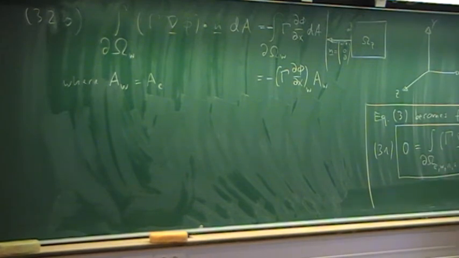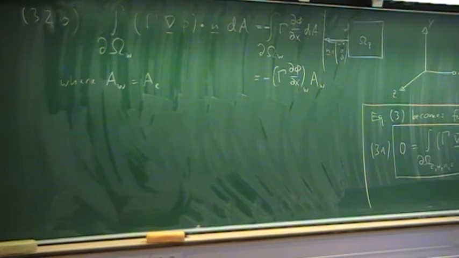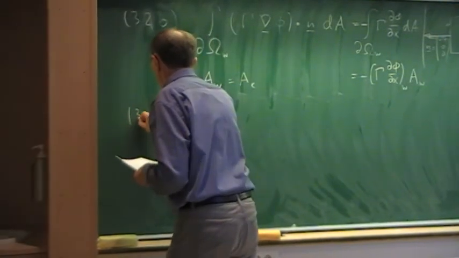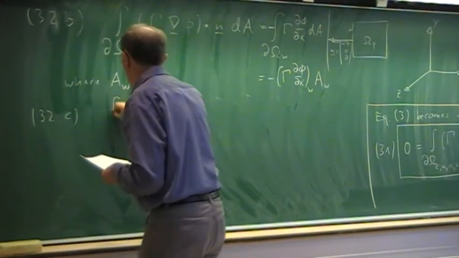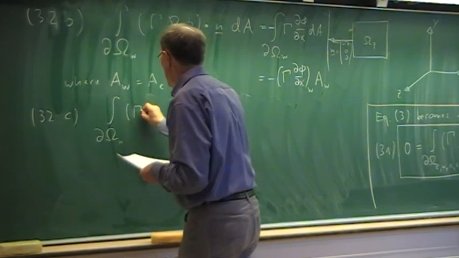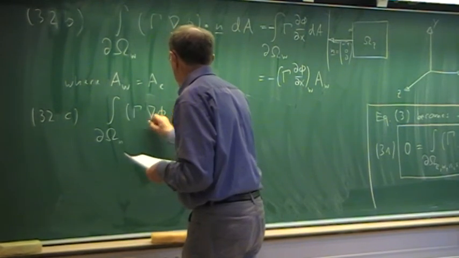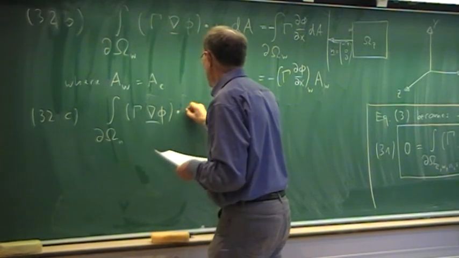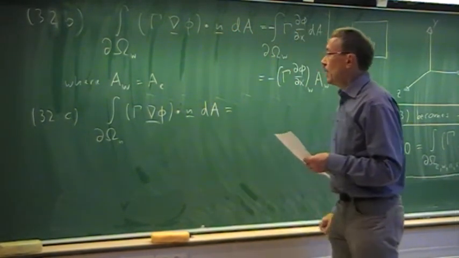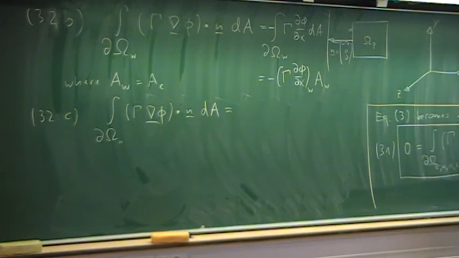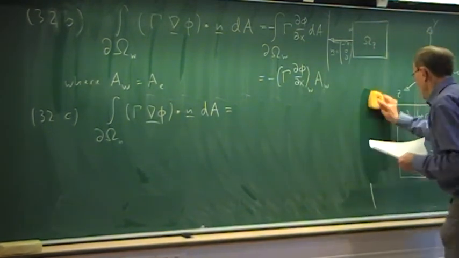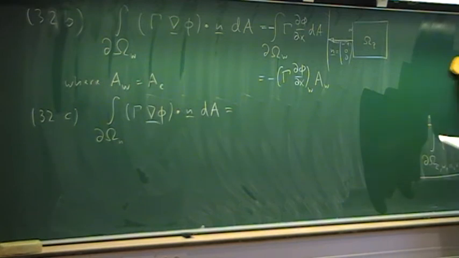Okay, so now we have the diffusive fluxes over the eastern and the western face. Now we look at the northern face. That is 32c. There we consider the integral over the northern face, and again the diffusion coefficient, gradient of phi, inner product with the outer unit normal vector n, surface integral. And what is that? Well, we look then at that one.